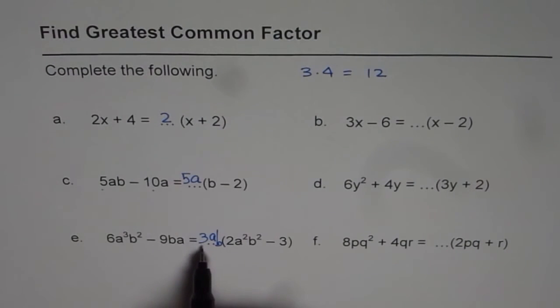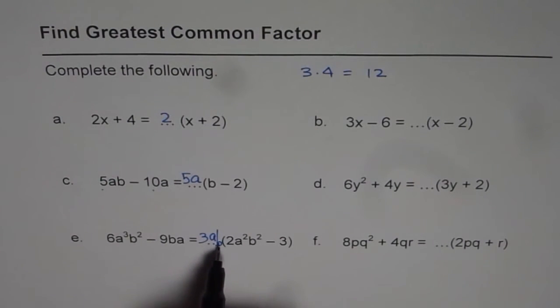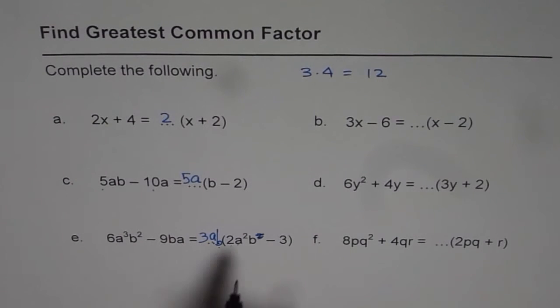Now if I factor 3ab, what remains? That we can find by dividing 6a cubed b squared by 3ab. 6 divided by 3 is 2, a cubed divided by a is a squared, b squared divided by b is b. So this should actually be b. So let me make this correction here.